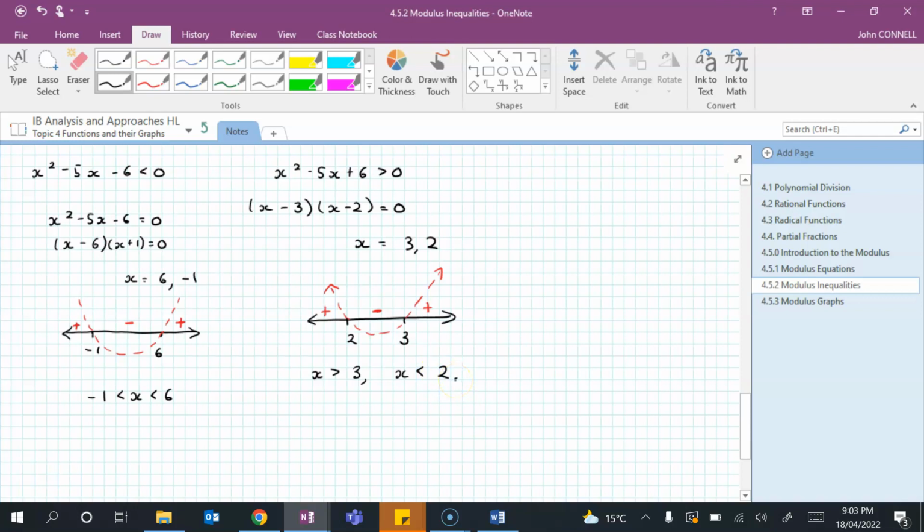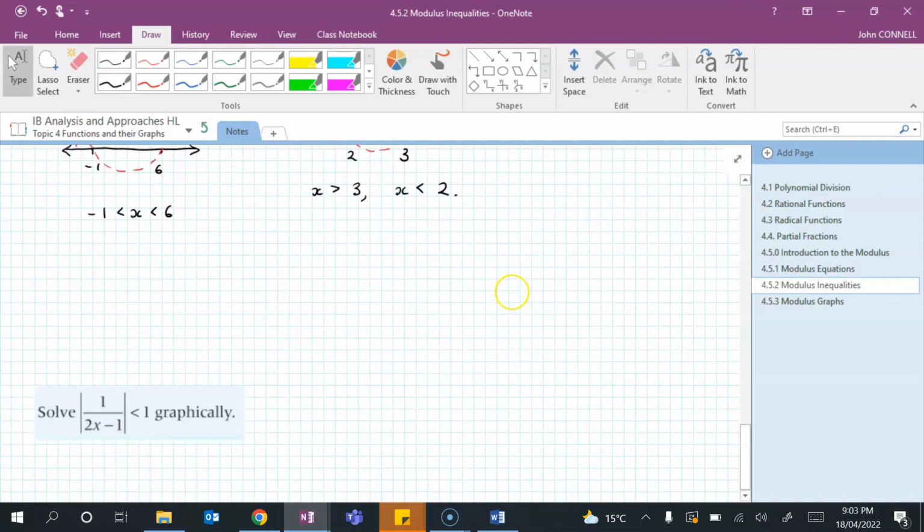Okay, so that's modulus inequalities, and we'll talk about them a bit more in lesson and also talk about how to solve them graphically, as shown as the last example there.